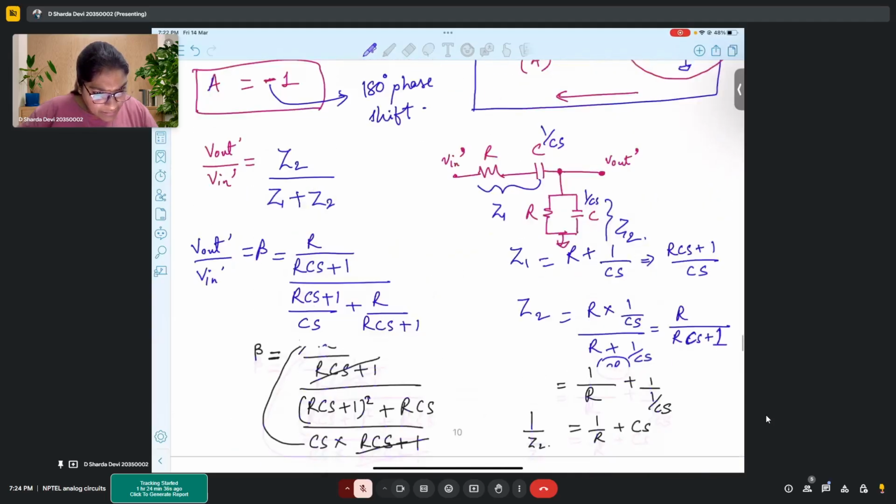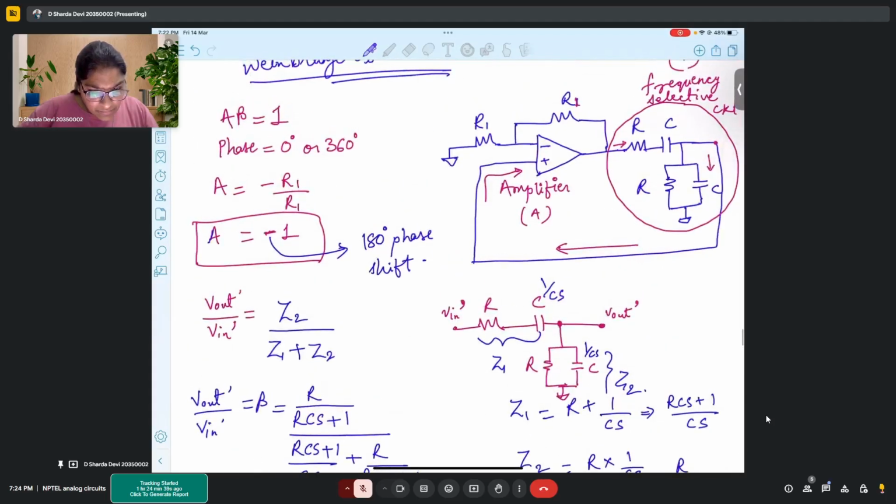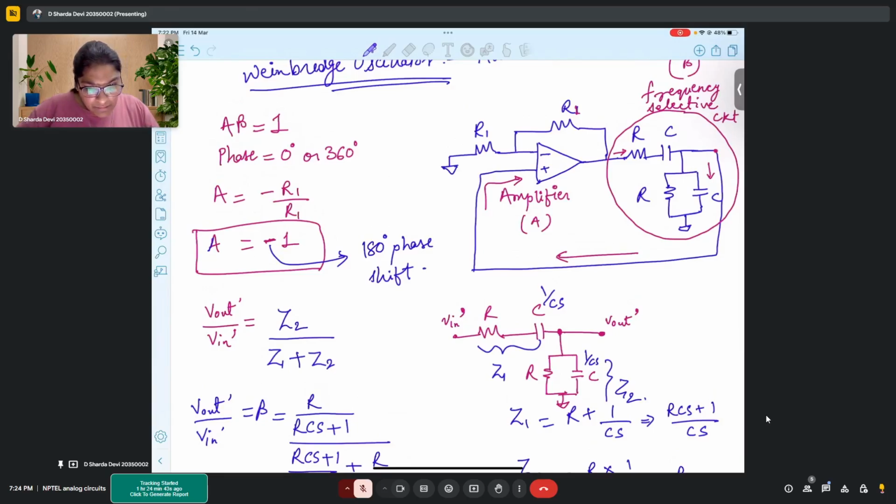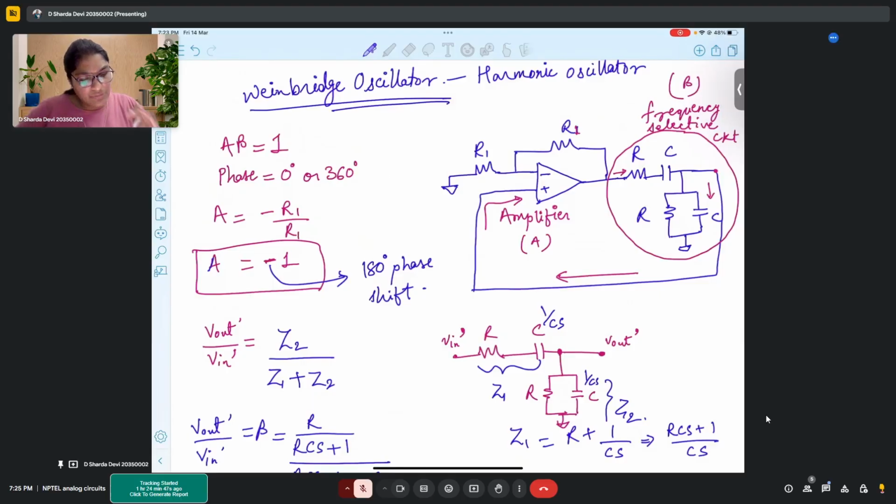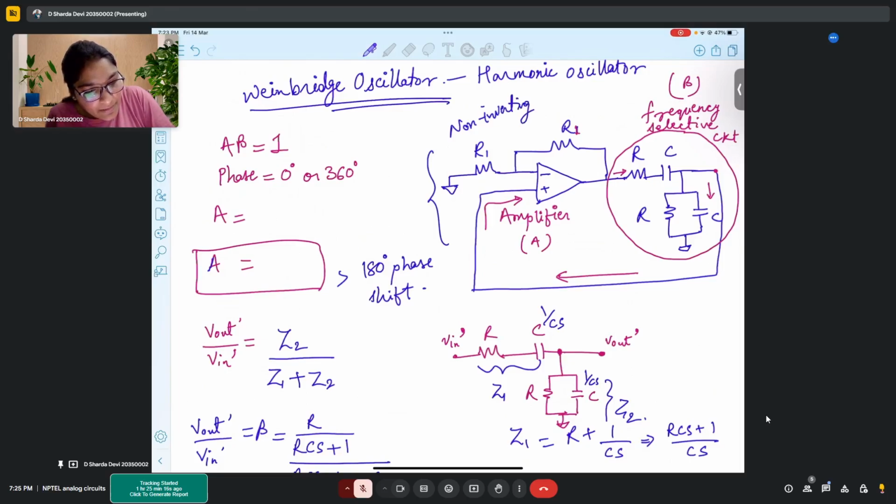The op-amp is operated in non-inverting configuration, so we have to write 1 plus R by R1. A is not 1. Yes, this is non-inverting, right? Right, got it. Yes, correct. This is non-inverting configuration, right? This particular frequency selective network's output will be fed as input to the amplifier. So this particular configuration is a non-inverting amplifier. Now, this is 1 plus R by R1. So A is 2.